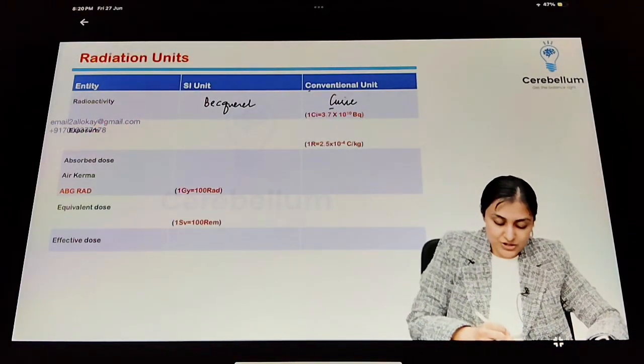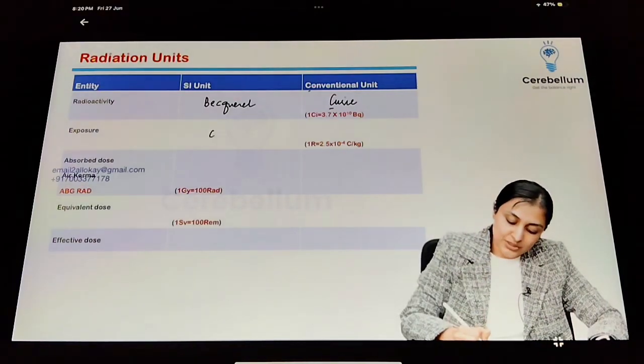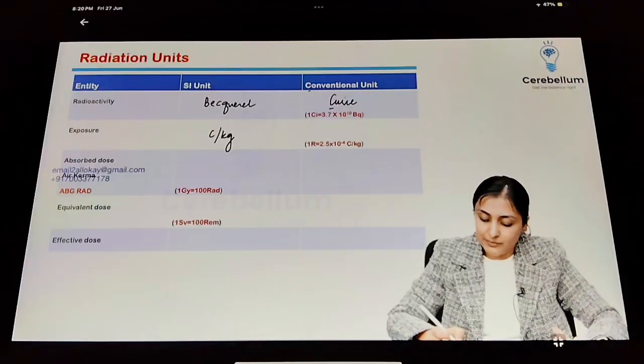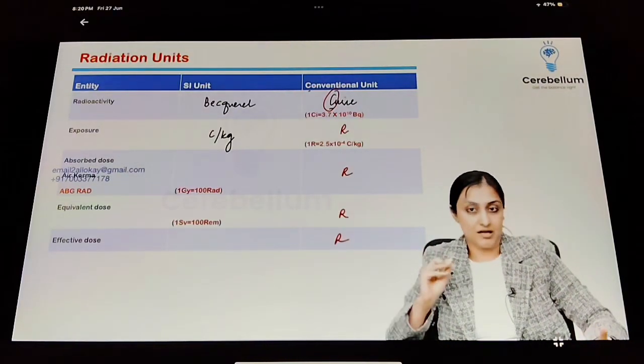Suppose this is the radiation source. How much is the radiation that it is giving in the environment is the exposure. The SI unit is Coulomb per kg. How much charge per unit mass? That is the SI unit. Now the trick to remember, one was C is C. Now all of the other conventional units are going to be starting with R. So that's the first trick.